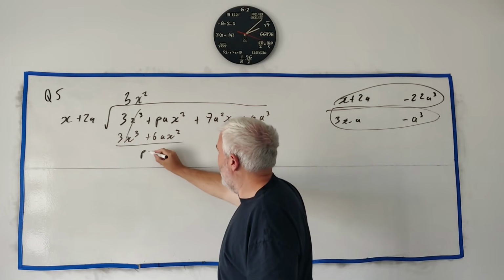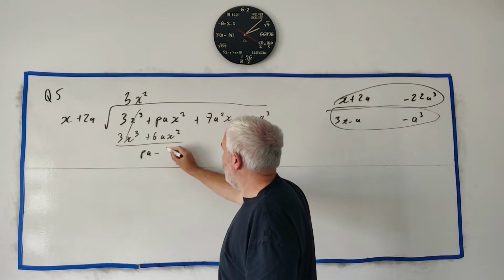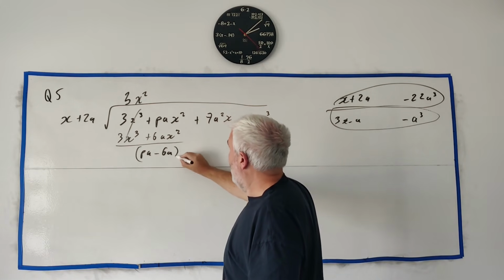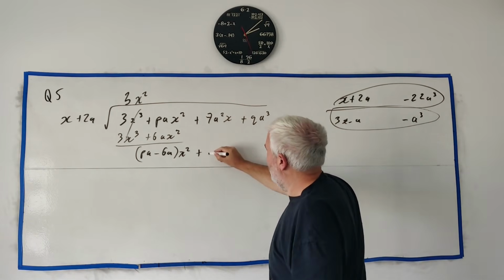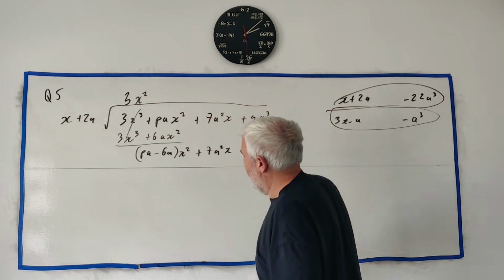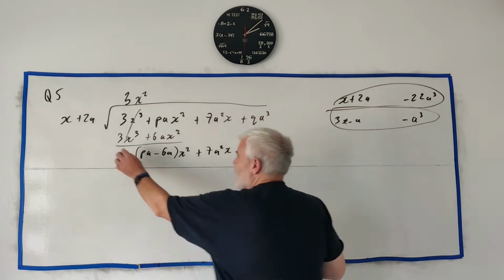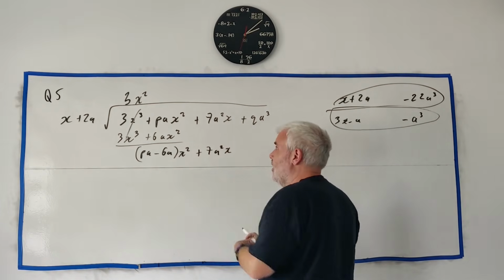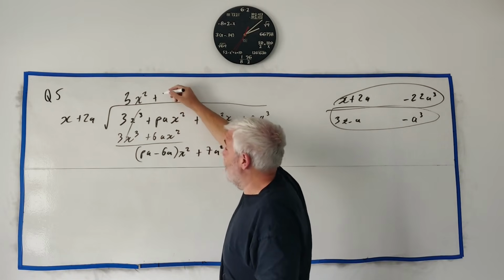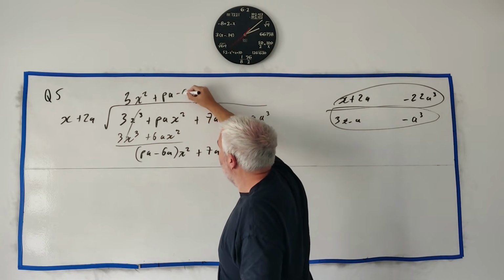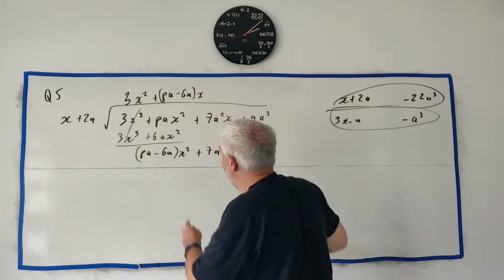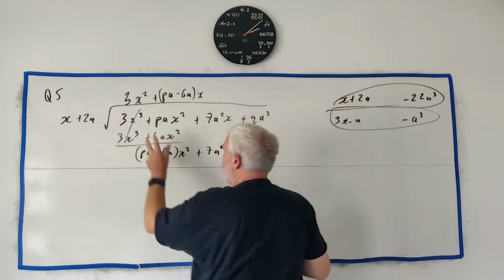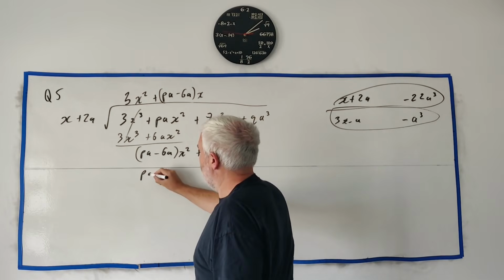Here we get pa minus 6a times x squared. And we take down the next term, 7a squared x. Okay, what multiplies by x to get this mess? And this is where it starts getting really messy. It's pa minus 6a times x. This multiplied by x would equal this. So we just jot that.